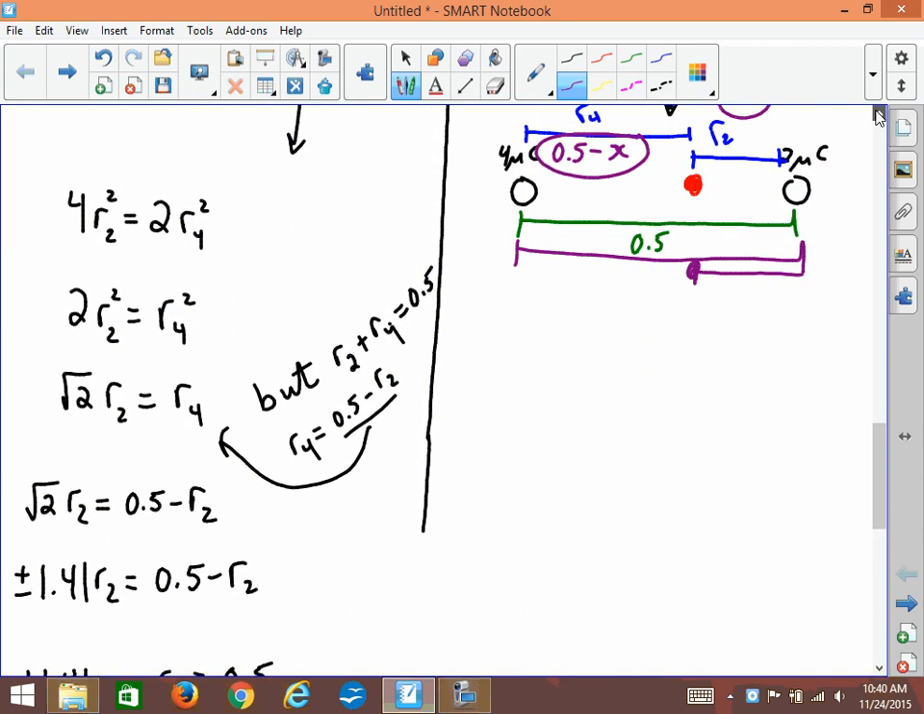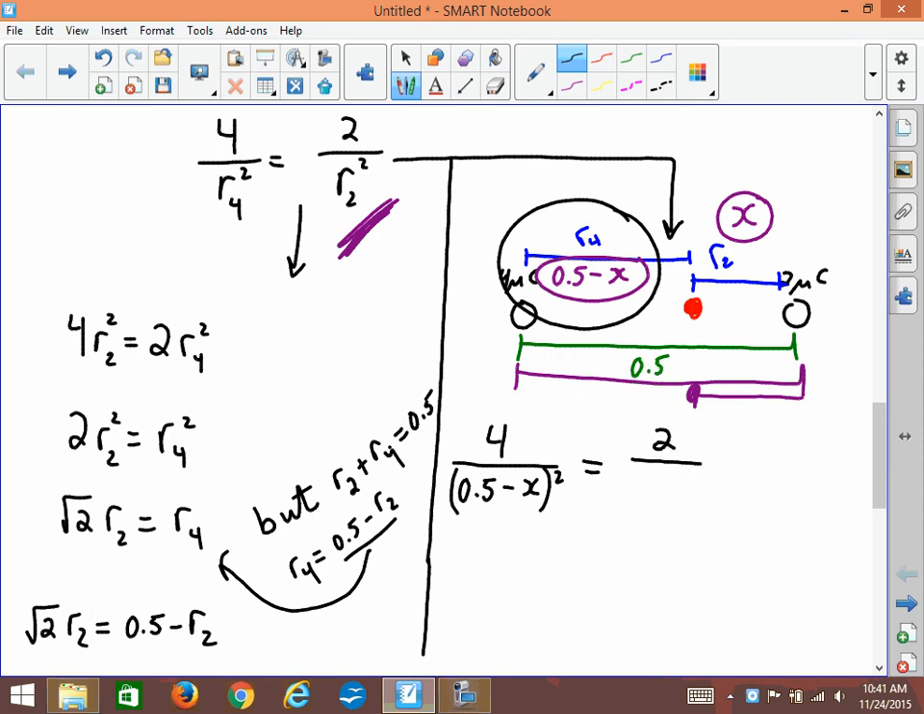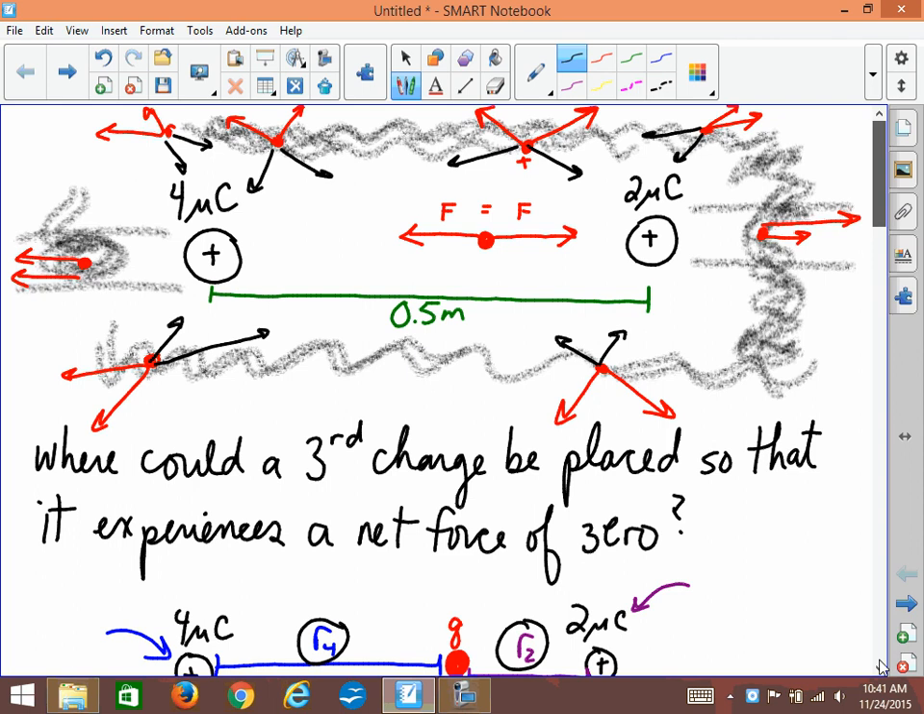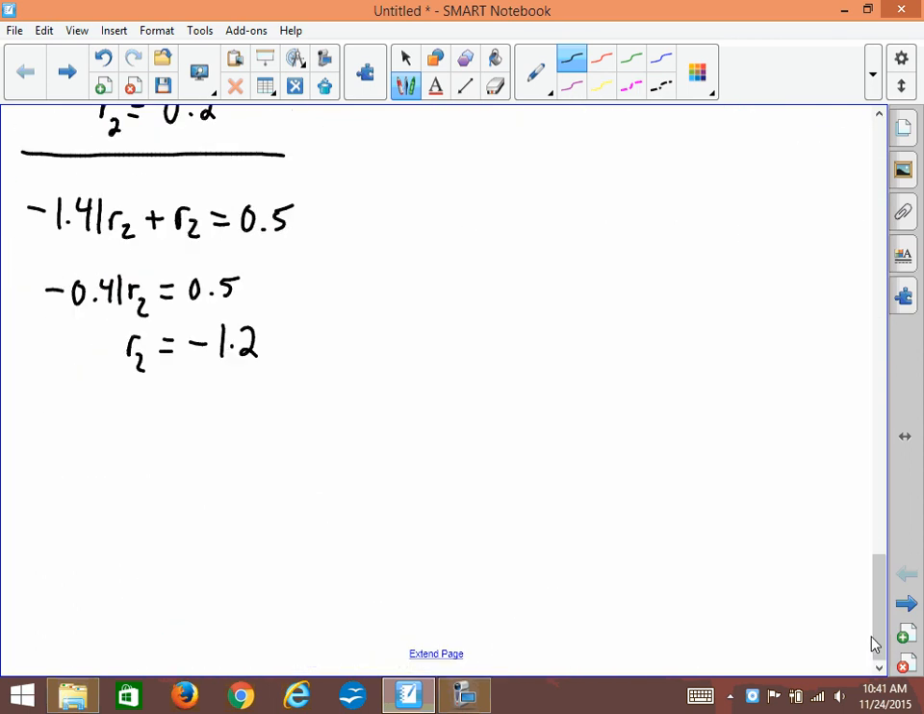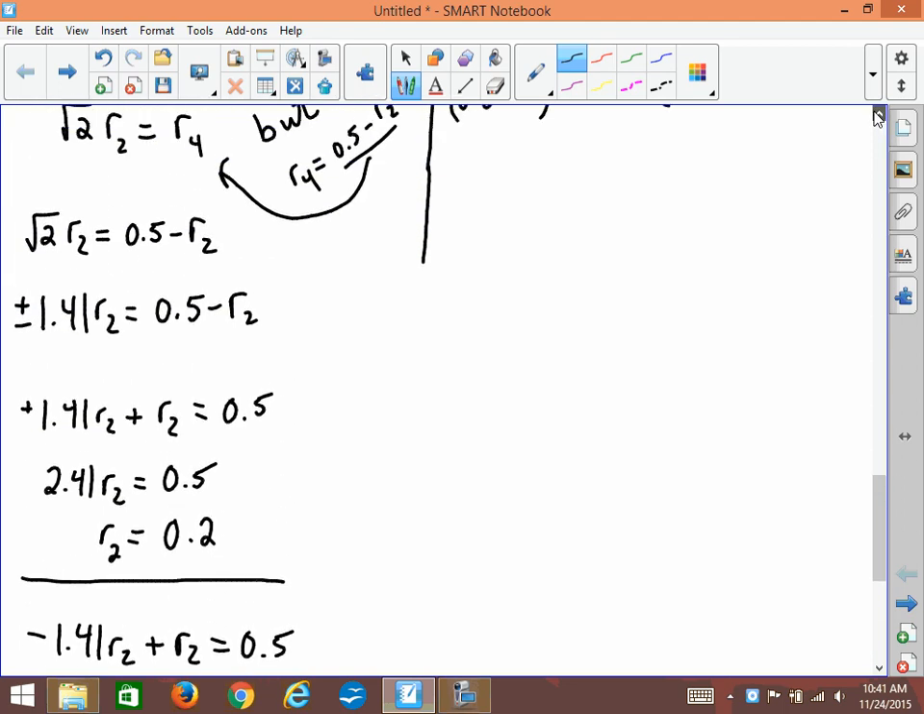So I've already solved it this far, right here. Everything's the same up to here, but now I'm going to put these numbers in. So for R4 squared, I'm going to have 4 divided by (0.5 minus X) squared. That's my R4 right there. And then for my R2, I'm going to have 2 divided by just simply X squared, which is this guy right here. And then I'm going to proceed to solve this using the mathematical skills that we have. You can find it.